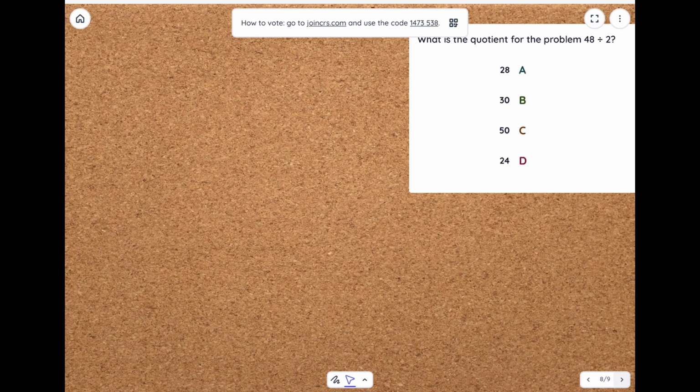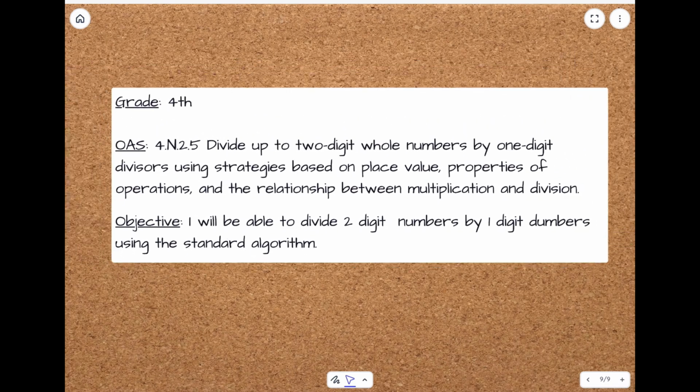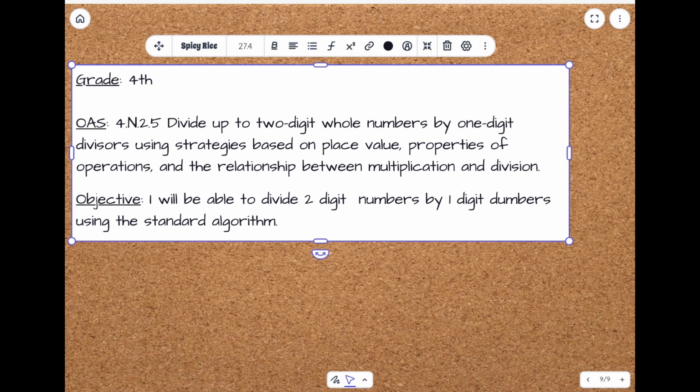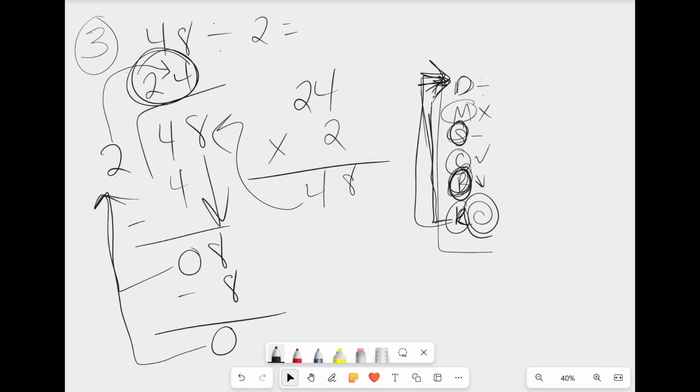Okay, let's go back and look at our objective one more time. Go ahead and read it along with me. I will be able to divide 2-digit numbers by 1-digit numbers using the standard algorithm. And guys, we did just that. We used standard algorithm. We used the strategy of does McDonald's serve cheeseburgers raw? And we followed the steps.